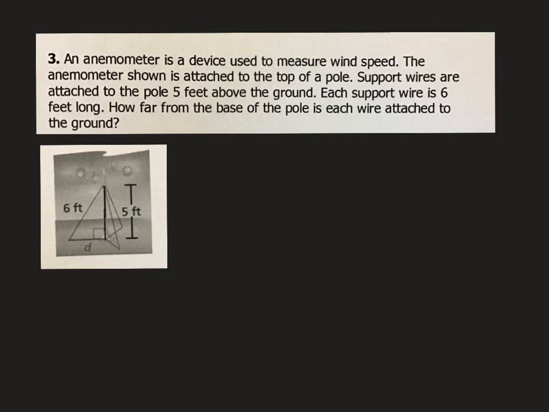So here's what we're using to measure wind speed here. It's 5 feet off the ground, so that 5 feet is just this side right here. And then there is support wires that go to the top to the ground. So this is just our support wire. It's 6 feet long. We want to find out how far from the base of the pole it is. So we're just looking for this bottom piece right here.